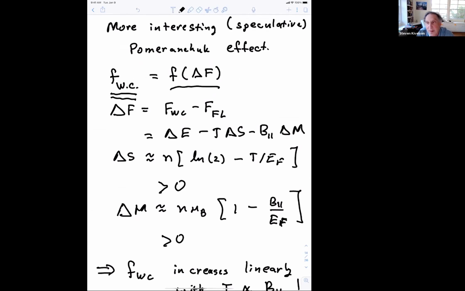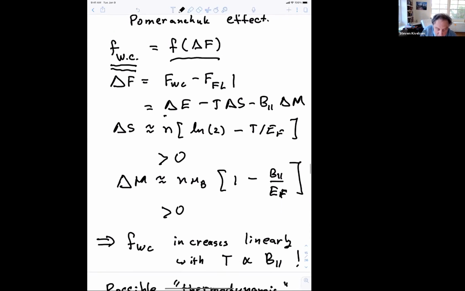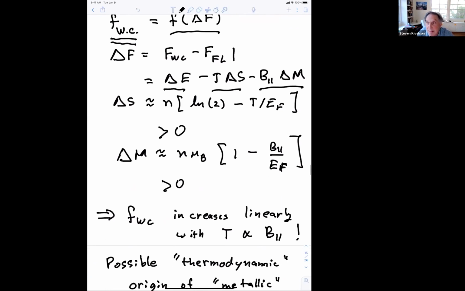And that's going to be some function of the difference in free energy between the uniform Wigner crystal and the uniform Fermi liquid phase, which will be equal to the difference in their energies minus the difference in their entropies times the temperature. And if there's a magnetic field on, also minus B times the difference in their magnetization densities. So at least over a broad range of temperatures, the Wigner crystal has an entropy that's log 2. The Fermi liquid has an entropy that's small, it's T over EF, and therefore the entropy of the Wigner crystal is large compared to that of the Fermi liquid.